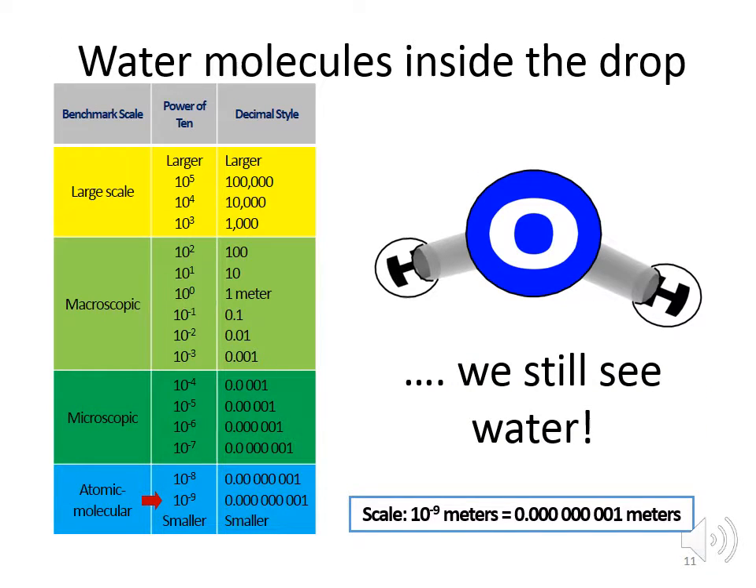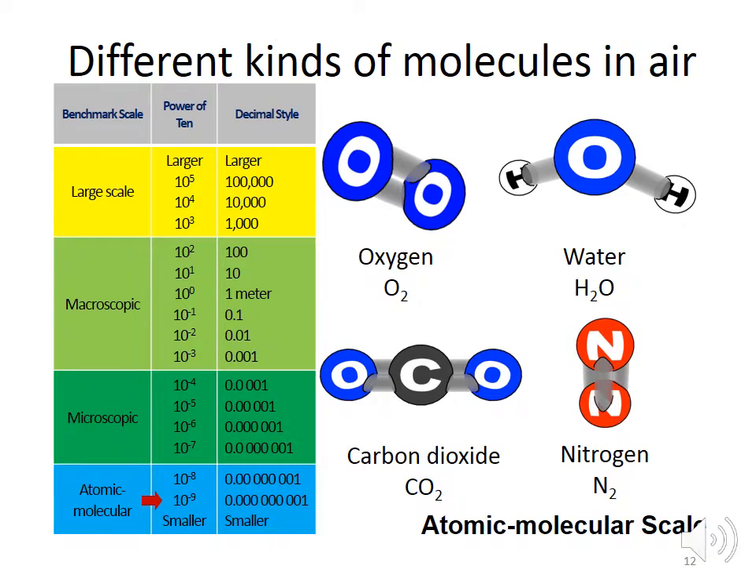If we zoom in even further to that water droplet, then we can see that the water droplet is made entirely of many, many, many single water molecules. So now, most of our explanations in biology are going to involve us explaining what is happening to different systems at the atomic molecular scale. So let's stick with the atomic molecular scale for a little bit. First, let's write down the different kinds of molecules that we can find in air: oxygen or O2, water or H2O, carbon dioxide or CO2, and nitrogen or N2.